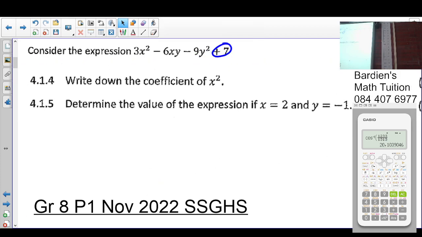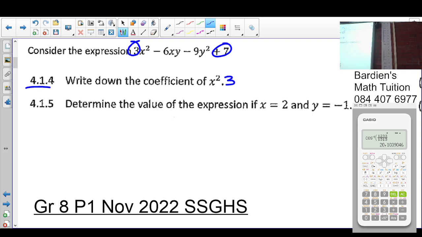Write down the coefficient of x squared. So the number in front of x squared is 3. She said I forgot 4.1.4.